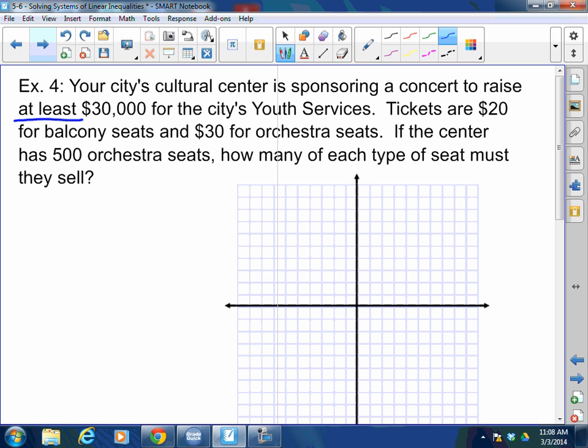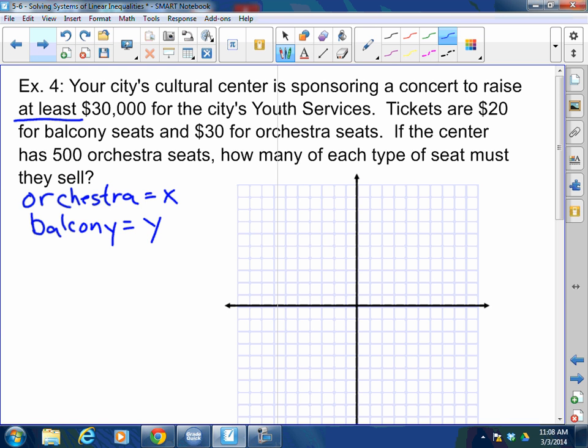Okay, let's analyze this. First of all, we have orchestra seats, which I'll call X as well. Why not? And then we have balcony, which we could call Y. Is everyone with me so far?